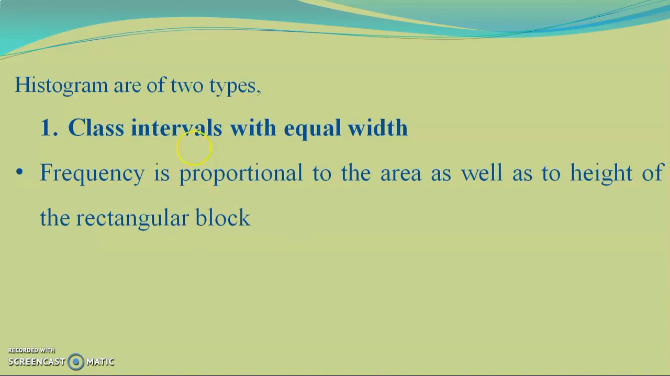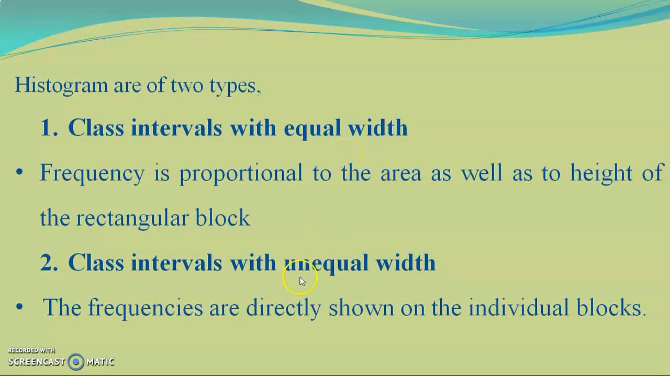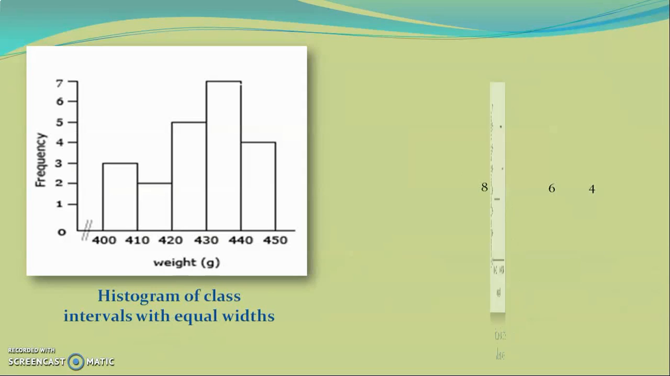There are 2 types of histograms: class intervals with equal width and class intervals with unequal width. Equal width means in each class there will be the same width. In the previous example, we have seen the width as 40. But in class intervals with unequal width, there will be a difference in the width. That is used very rarely. Here are the examples.